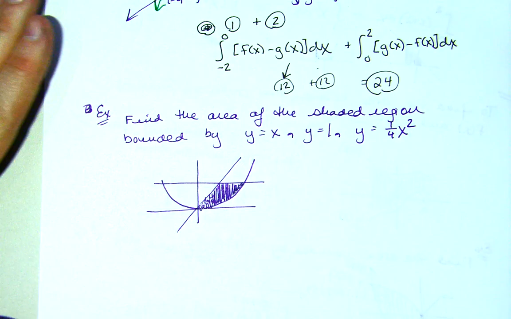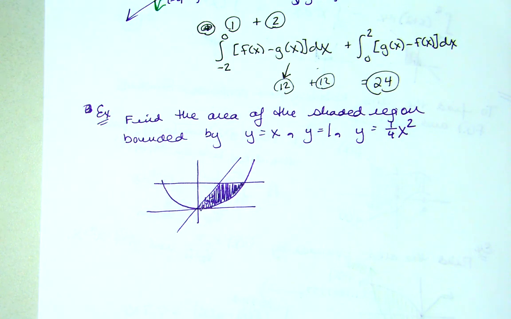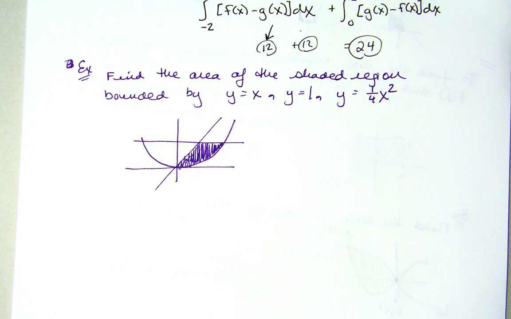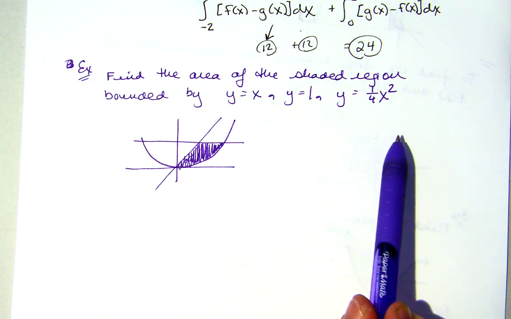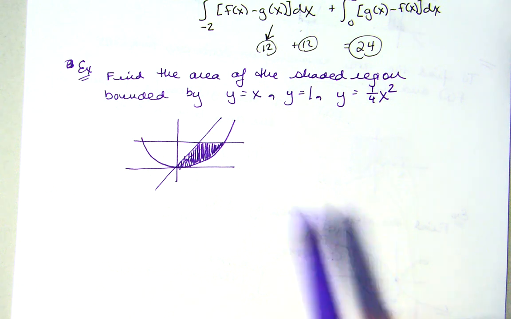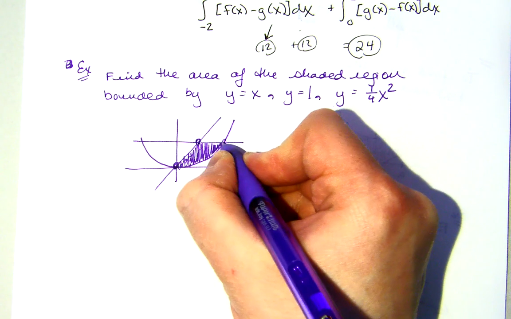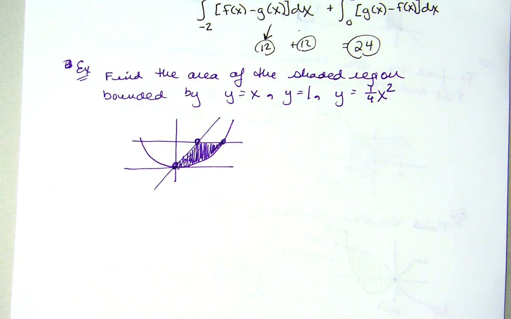Oftentimes, you will be given a picture already drawn for you, because it's probably easier just to show it to you rather than make you figure out which region exactly we are talking about. But then we have to do some calculator work to figure out what's going on. I think what you need to do right now is type in those three functions, and figure out this point of intersection, this one, and that one. And then we're going to talk about how to deal with this.